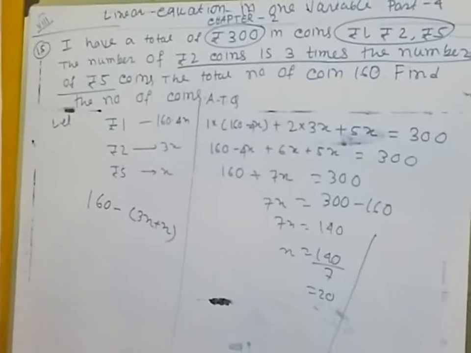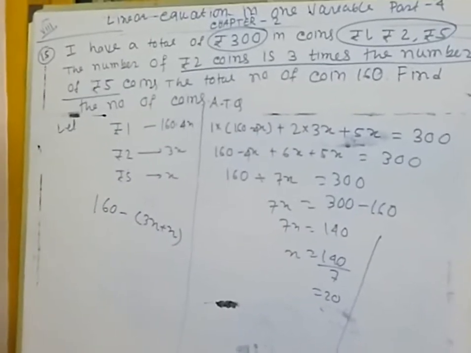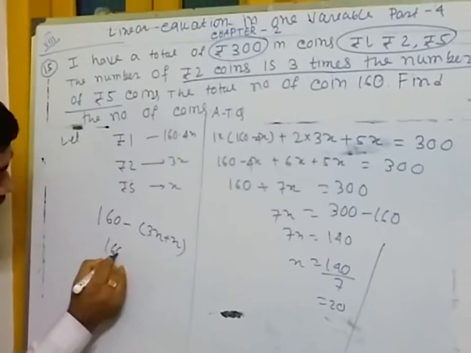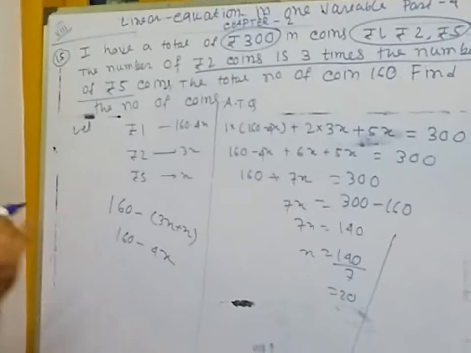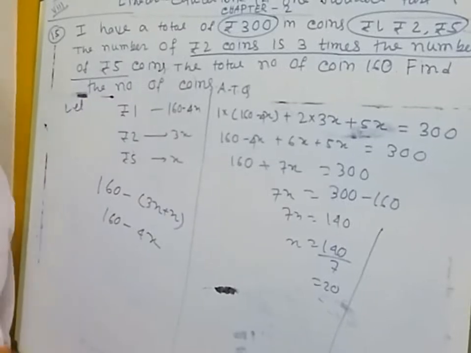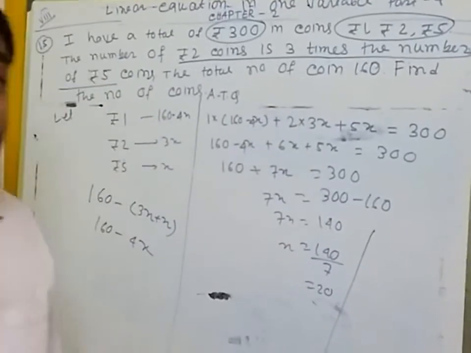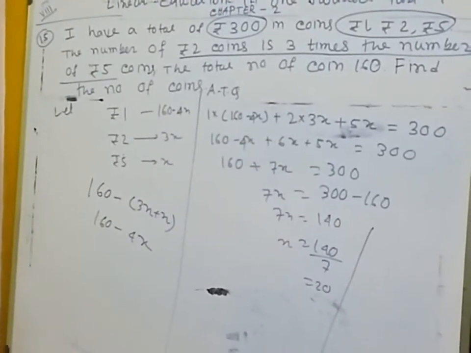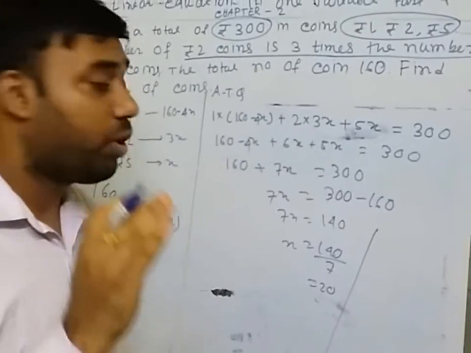The number of rupees 1 coins remaining is 160 minus 4x. So the numbers of coins are x, 3x, and 160 minus 4x.